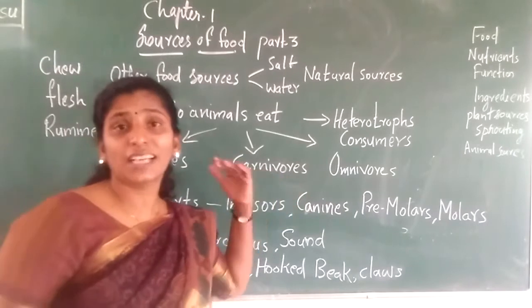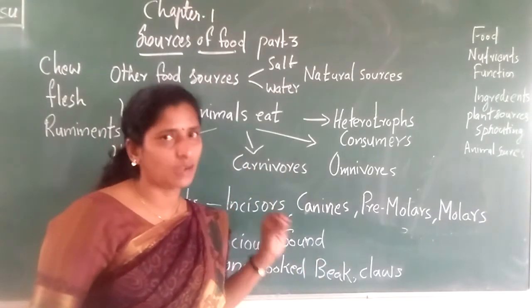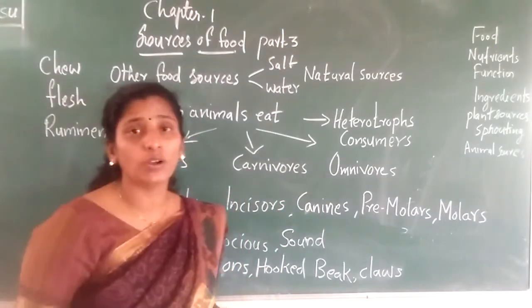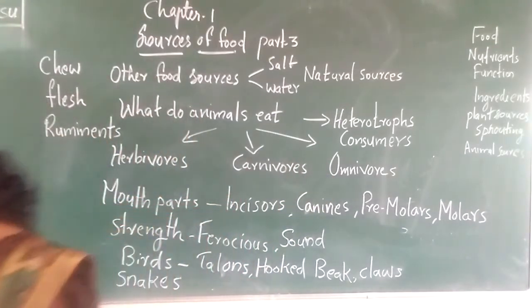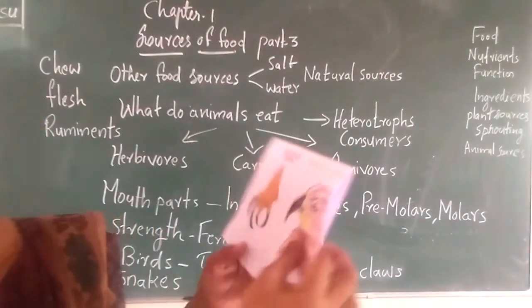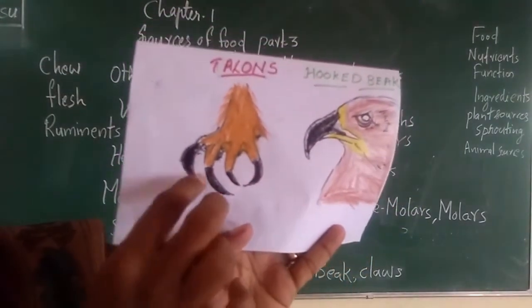And what are the characteristics of a carnivorous bird? If a bird is carnivorous, what do they have? First one is talon. What is talon? I will show you talon. See here, this is talon. Talon is nothing but the claw.